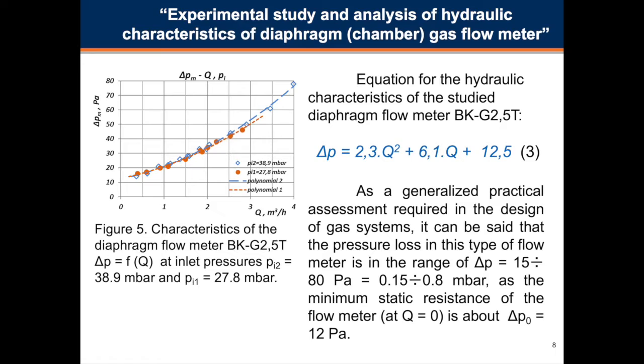The correlation curves are very close, which is confirmed by the combined graphs of delta P for the two inlet pressures presented on the graph. This shows that the inlet pressure in the gas system does not affect the performance of the flow meter and allows us to write a generalized equation 3.